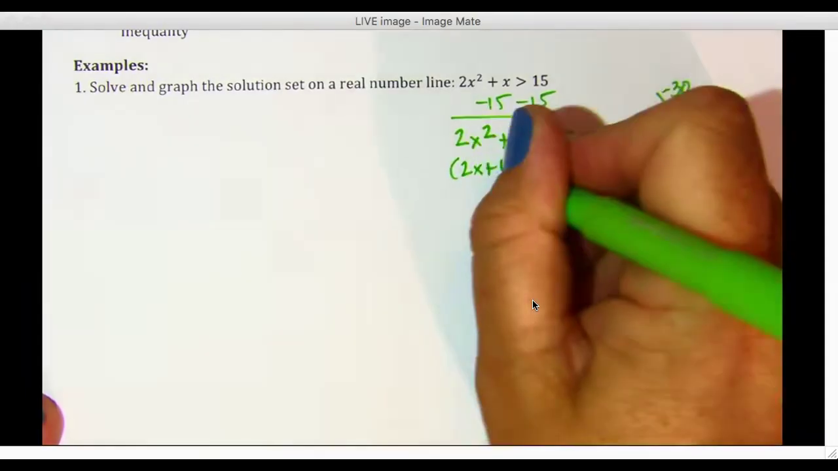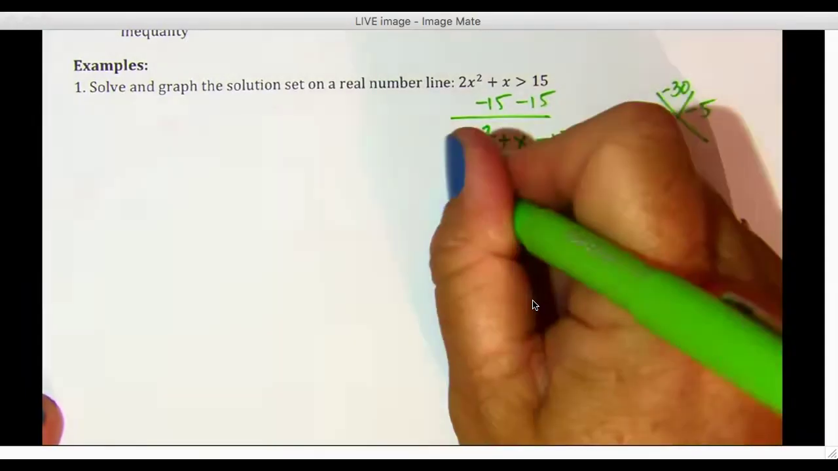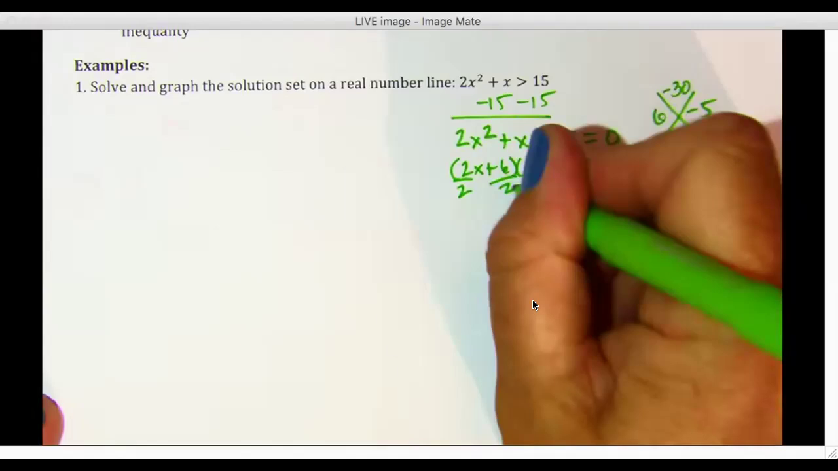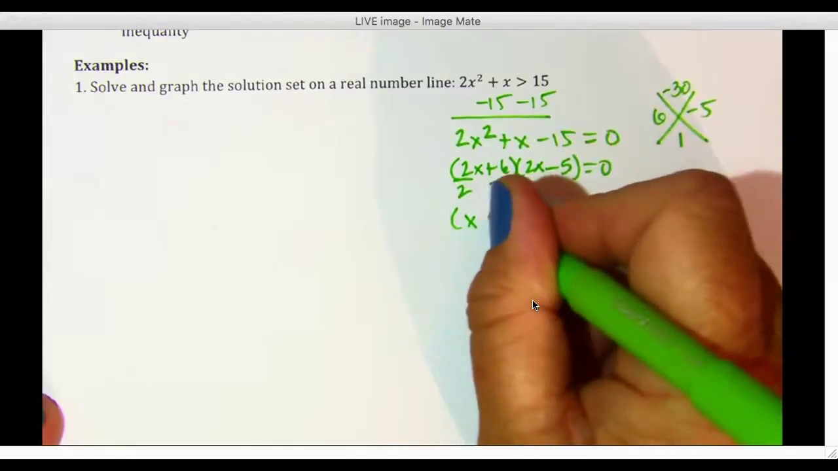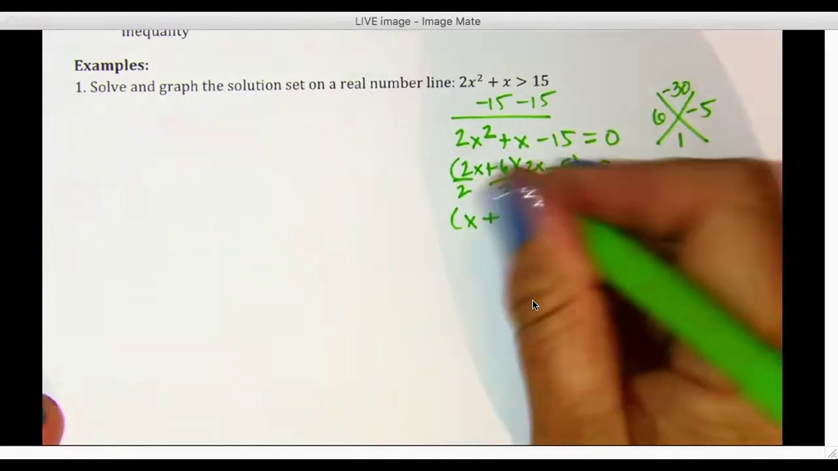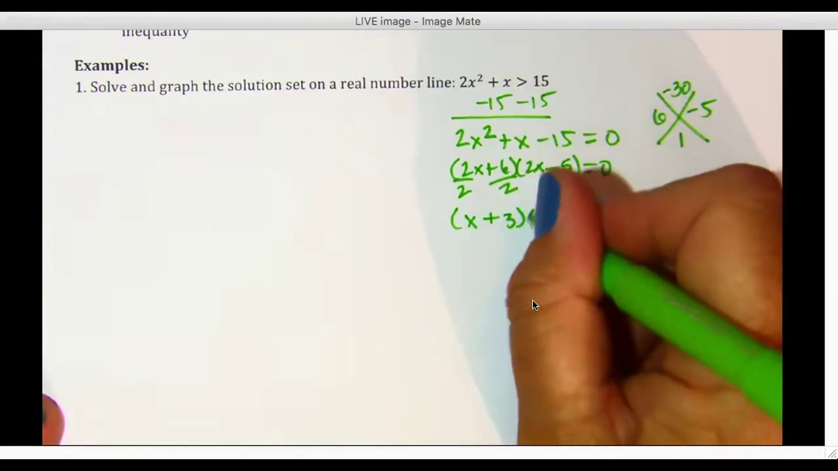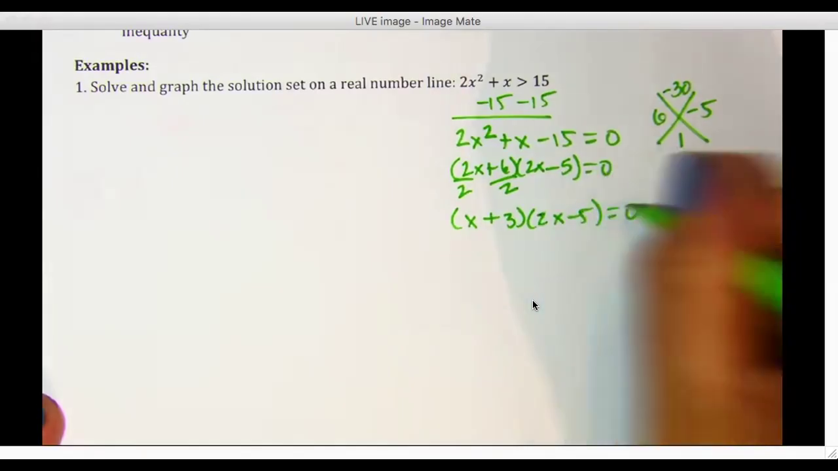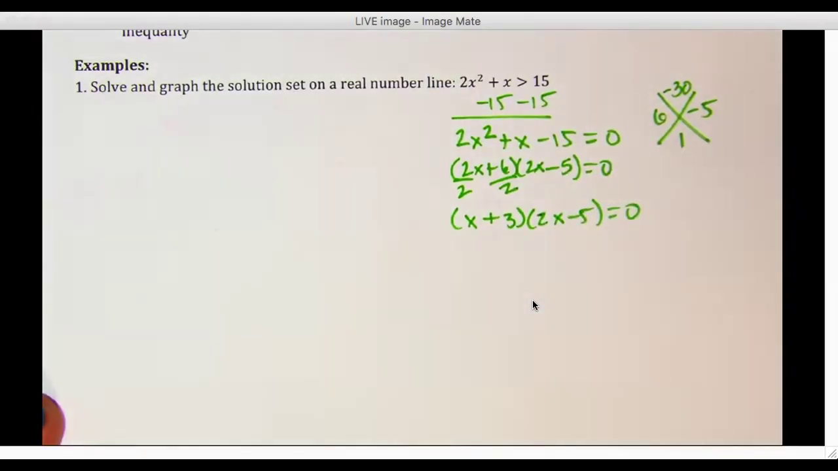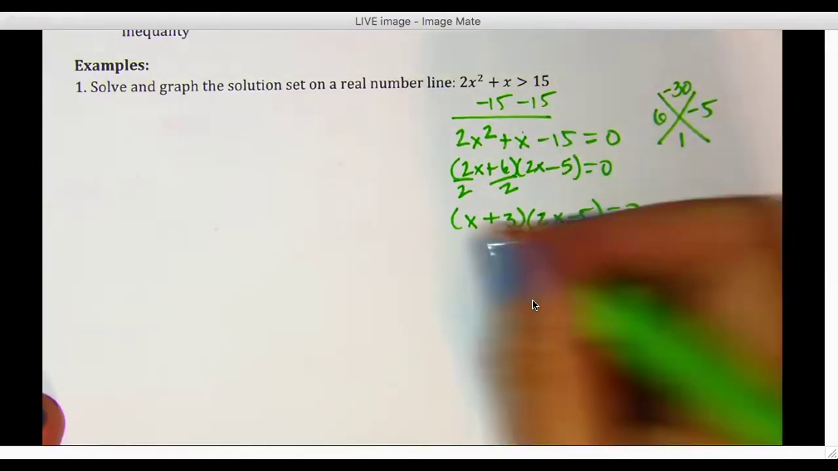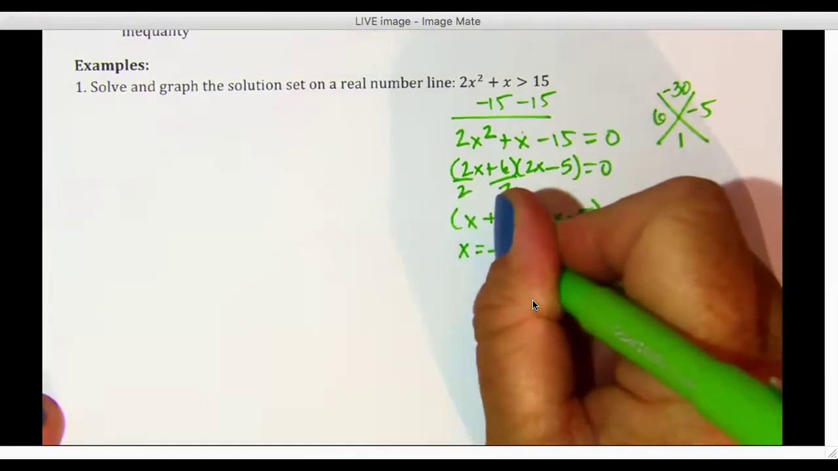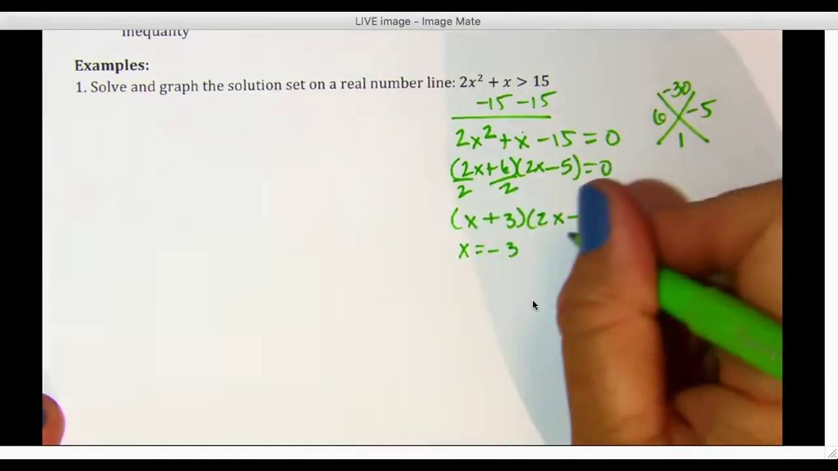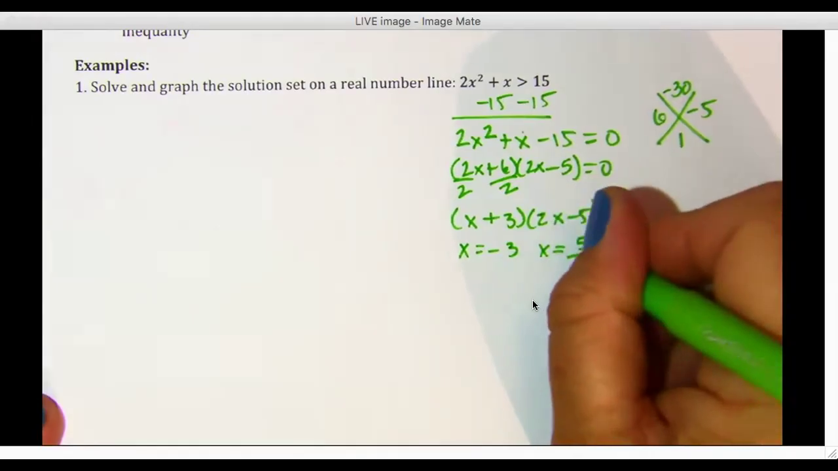And in the method, I use the X method. This step I called taking out the trash that I taught earlier this class. And that gives me x plus 3 times 2x minus 5 equals 0. And those are my two factors. You can multiply them out and check, but if you multiply these out, you get back to what we started with. So my boundary points are x equals negative 3 and x equals 5 over 2.